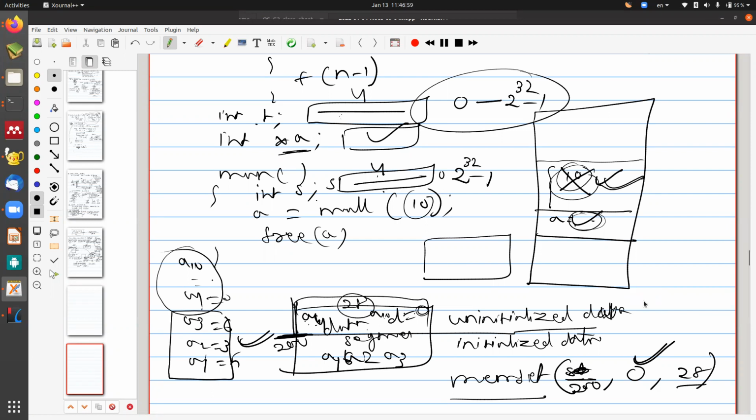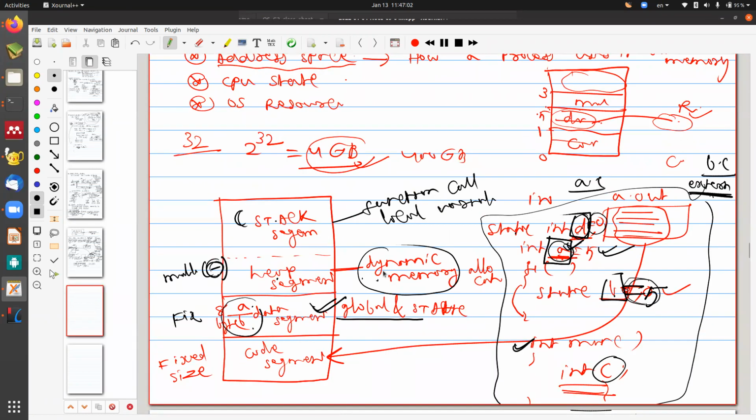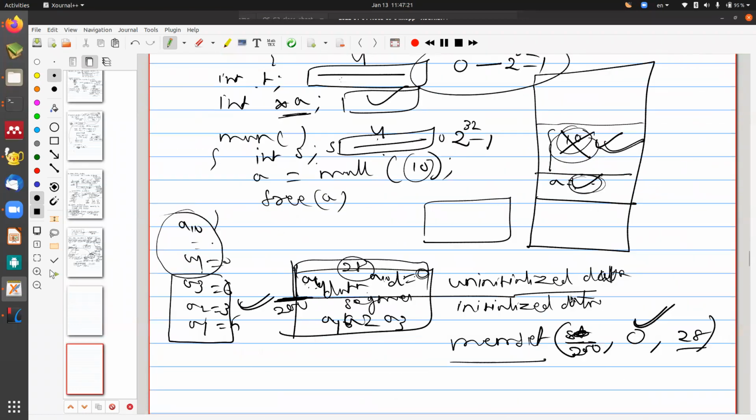So in this way, your whole address space is divided into these 4 parts. Did everyone understand what I said? Yes. There is a code segment which is a fixed size, and a data segment which will keep the global and static variables, but this data segment will be divided into 2 parts. One part is uninitialized data, another part is initialized data. The uninitialized data segment is also called the BSS segment. Today, please look into what the full form of this is. This is called the BSS segment, and this is the initialized data segment.